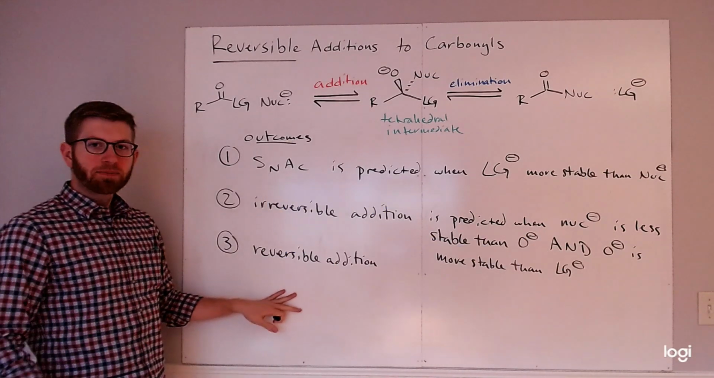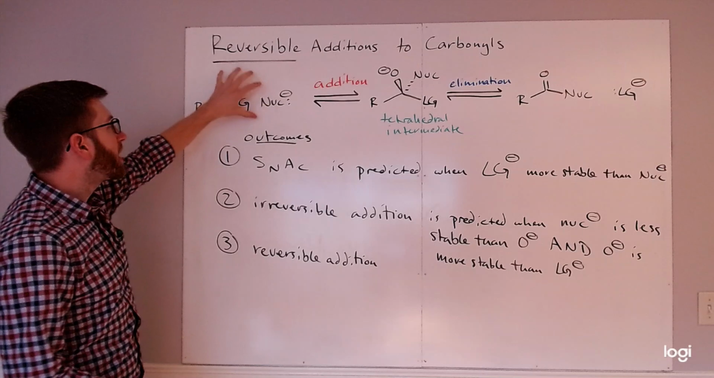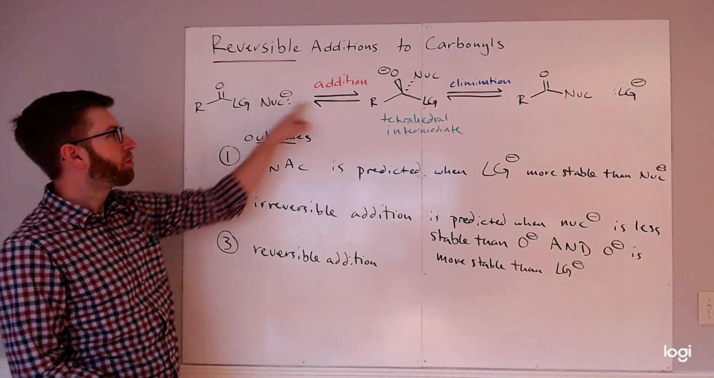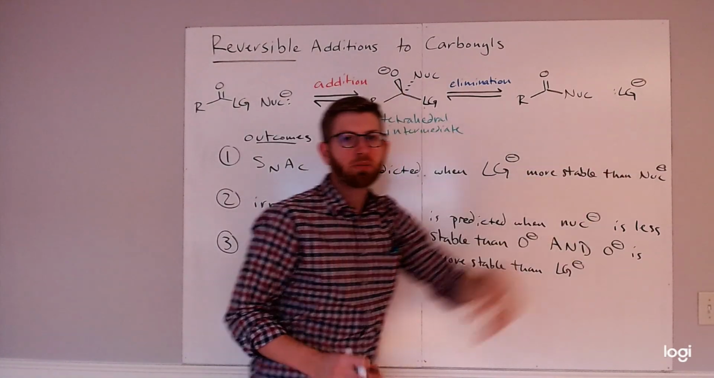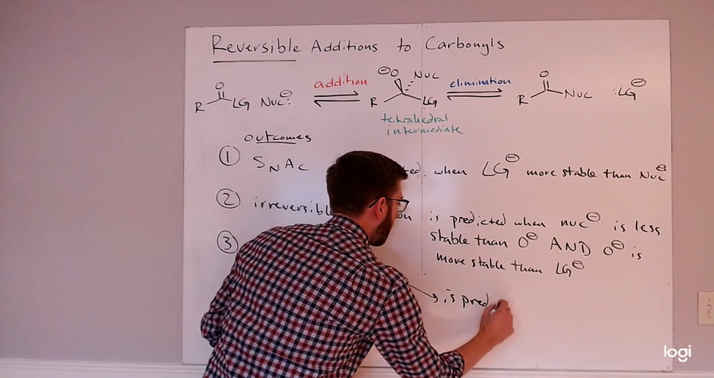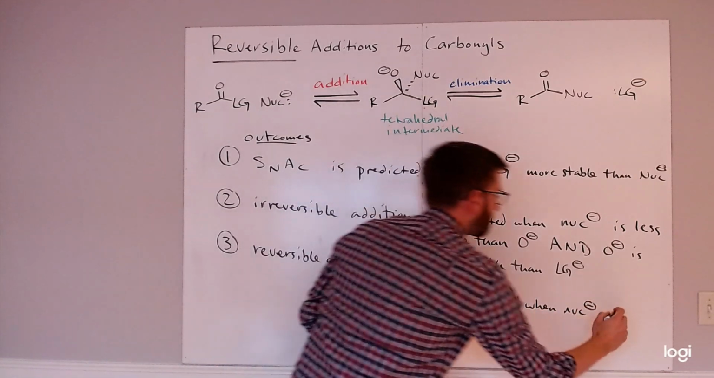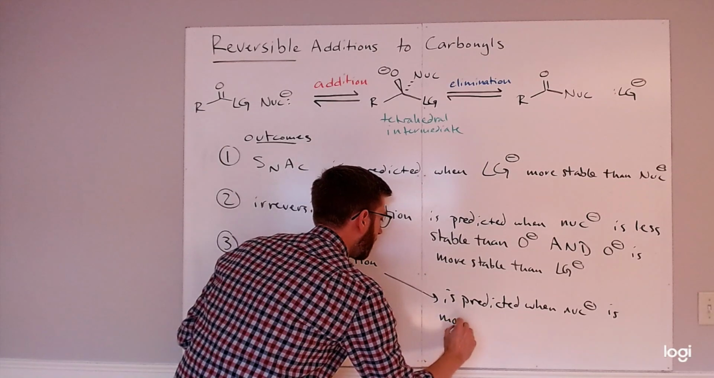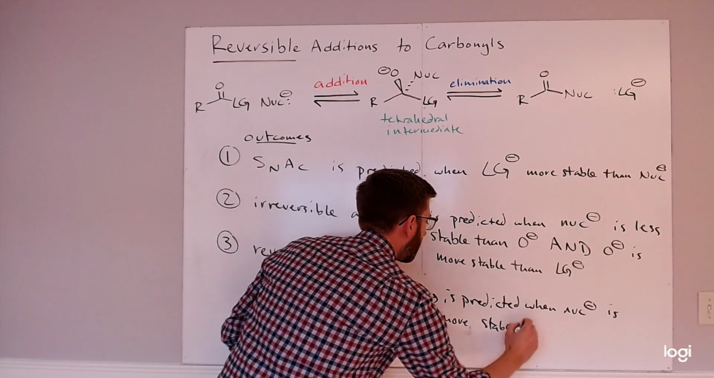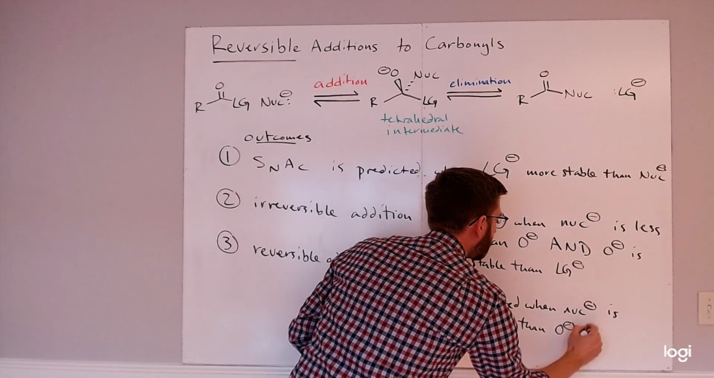Okay, so you have your statement. Again, what I want to think about is this idea that the nucleophile anion, if I'm ending up here at equilibrium, this nucleophile anion has to be the most stable of the three anions present, nuc minus, O minus, or Lg minus. So I could write something like, is predicted when nuc minus is more stable than O minus, AND, I'm going to make that caps because it's important, Lg minus.